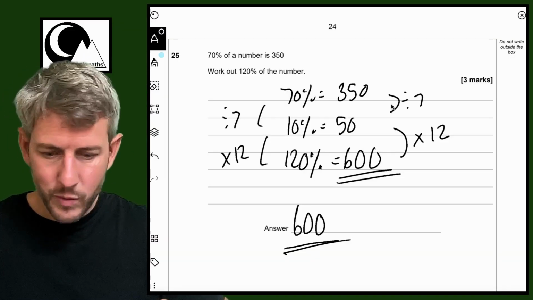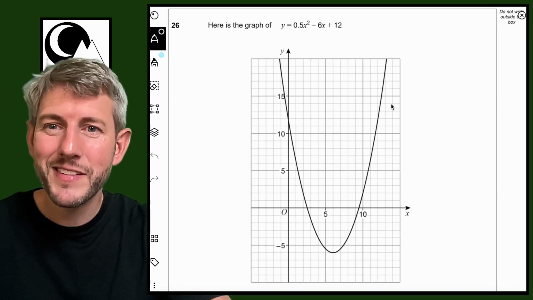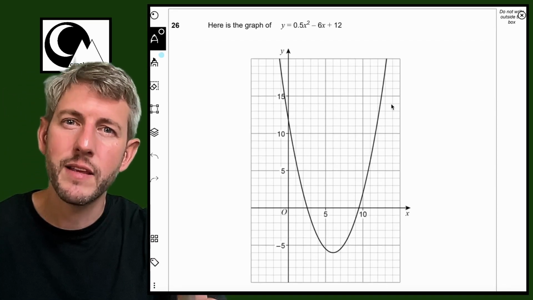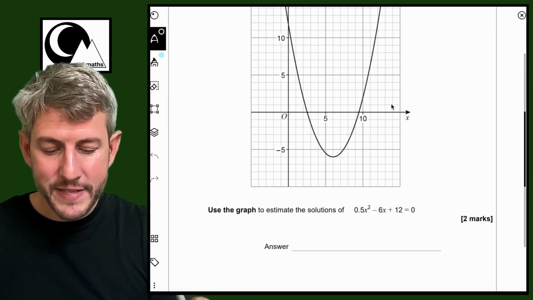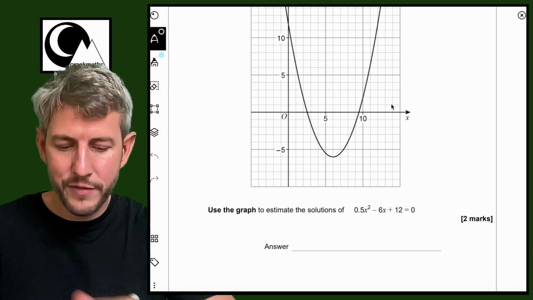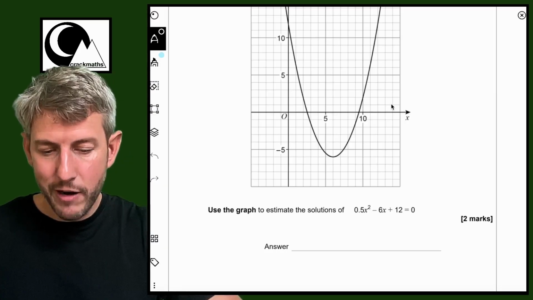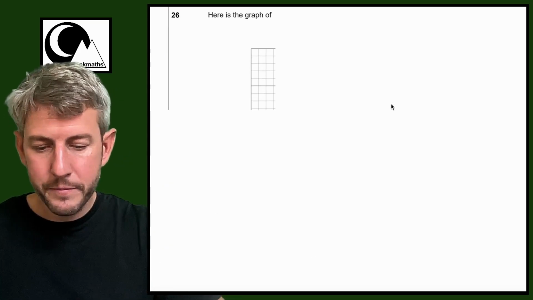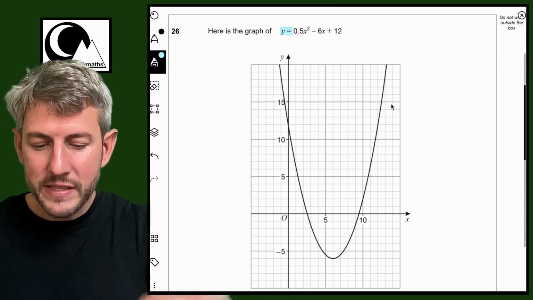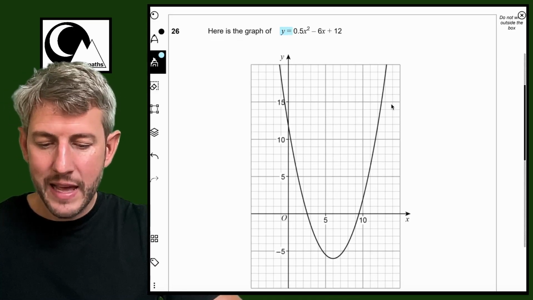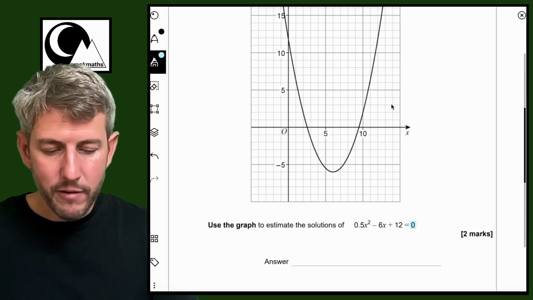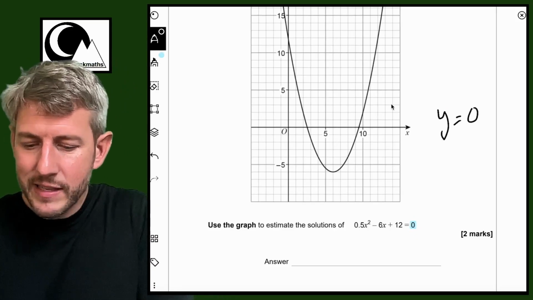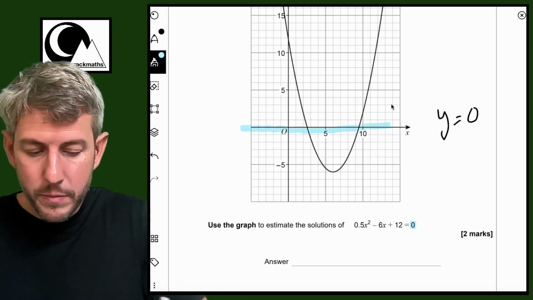Right, question 26. Question 26 says, here is a graph of 0.5x squared minus 6x plus 12. Use your graph to estimate the solutions of when this graph equals 0. Okay, so this graph equals 0. If you'll notice on here, that's y equals this, and then this equals 0. And so what we're really looking for is when y equals 0. So that line, that y equals 0, is given by this line here.